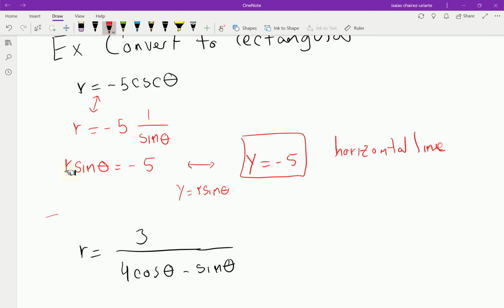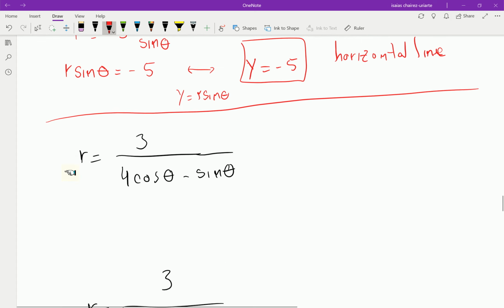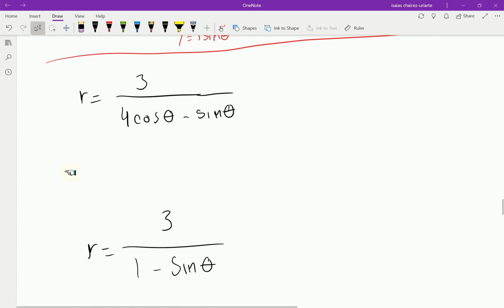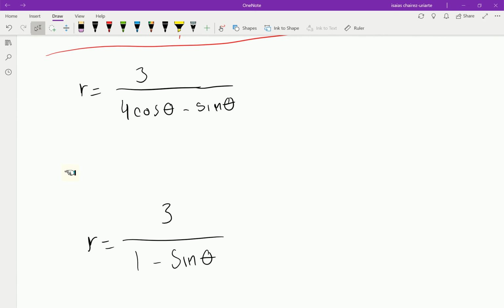Alright. Let's think about the next one. So, some similar procedure. I am going to begin by multiplying both sides by this denominator. If I do that, I'm going to end up with the following. r times 4 cosine theta minus sine theta, and all of that is equal to 3.